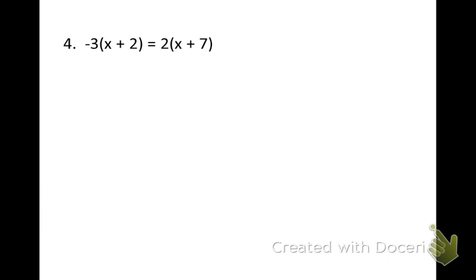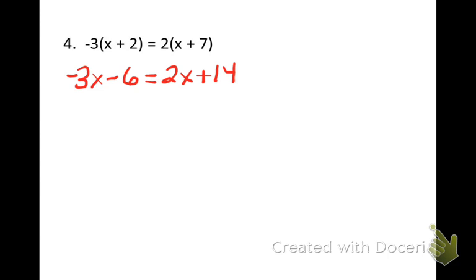Alright, on this problem, we have to remember how to distribute. So I'm going to take a negative 3 times everything inside the parentheses here, so it's going to leave me negative 3x. A negative 3 times a positive 2 would give me negative 6, which I write as minus 6. Over here I'm going to distribute my 2 and get 2x plus 14. So that step we learned back in Unit 1. Now it's just like what I've been doing.